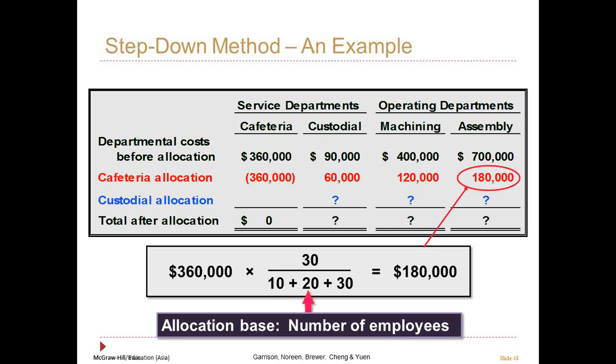$360,000 and get $180,000. The sum of the assigned costs, 60,000 plus 120,000 plus 180,000, equals the total cafeteria department costs of $360,000.